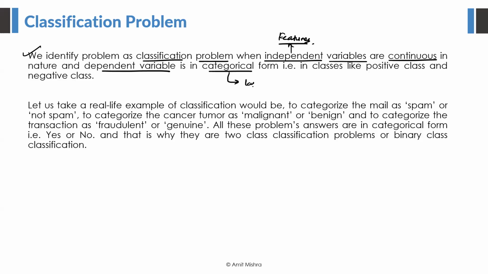So in this case, we are expecting that we have a label which is represented as yes or no. This is your categorical form. So our classes are represented as a positive class and a negative class.